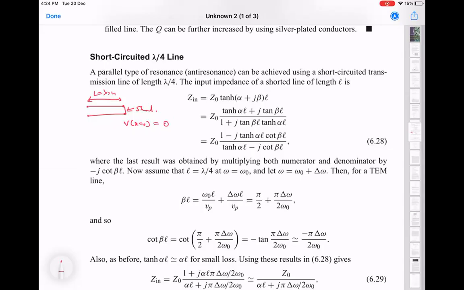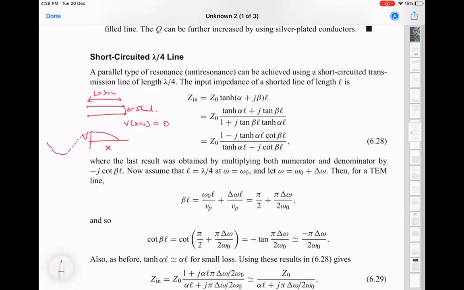And if this side is open, then here the voltage is going to be maximum, or current is going to be 0. And on the other side, the current is going to be maximum. So if I draw voltage versus x, then I get something like this. If I want to complete the full sinusoidal variation and go for the full lambda, then you can see that it's 1/4 of the wavelength, right?